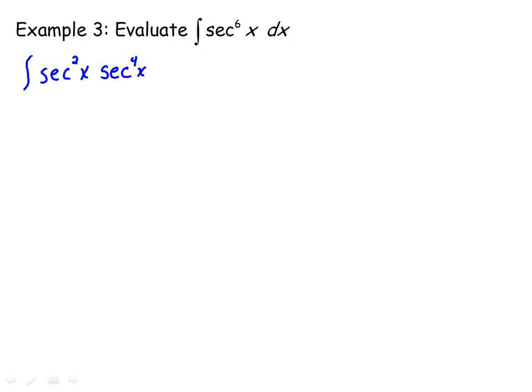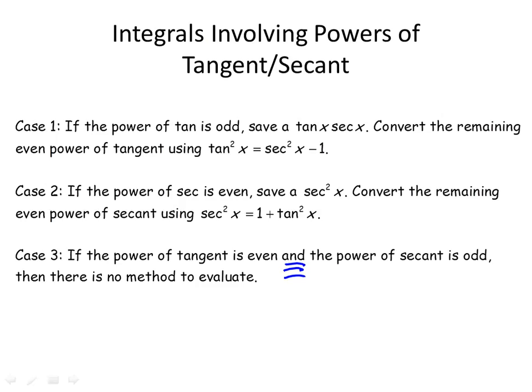Right? Do we get that? That's multiplication. Secant squared times secant to the 4th is secant to the 6th, right? But look at case 2. If the power of secant is even, then save a secant squared x. We did that. We pulled out a secant squared and we were left with secant to the 4th. But then it says convert the remaining even power of secant into something like that.